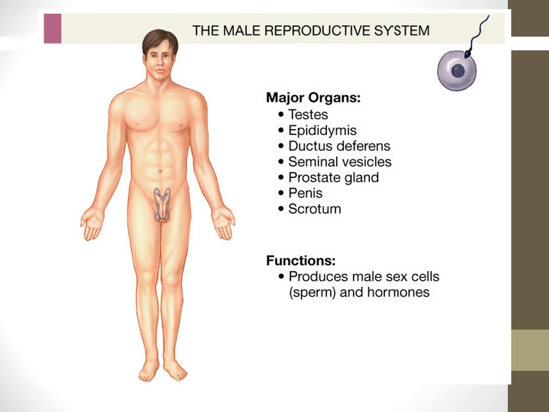And we have the reproductive system, which is categorized into two. We have the male reproductive system and the female reproductive system. In the male reproductive system, the major organs are the testes, epididymis, ductus deferens, seminal vesicles, prostate gland, penis, and scrotum, and the functions are production of sperm and hormones.